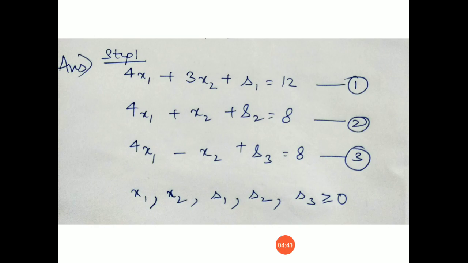Now how many variables are present in this linear programming problem? There are 6 variables, where x1 and x2 are the non-basic variables. They were already present in the linear programming problem, and the remaining S1, S2 and S3 are the newly introduced slack variables, and they are called the basic variables.